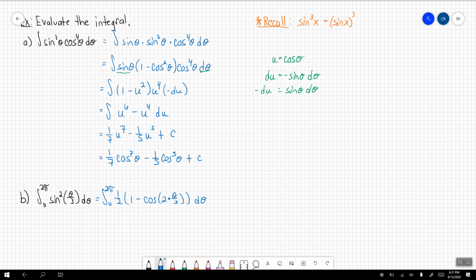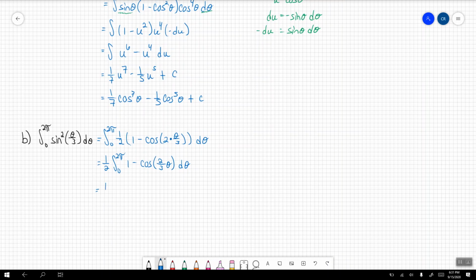Okay, let's keep going. The 1/2, that's going to be a constant. Let's factor that forward. So that's 1/2 multiplied by the integral from 0 to 2 pi. And now we have 1 minus cosine of 2/3 theta d theta. So now all we do is integrate.